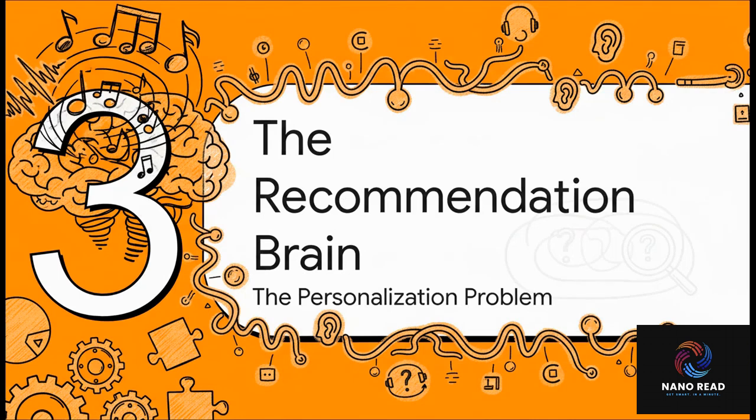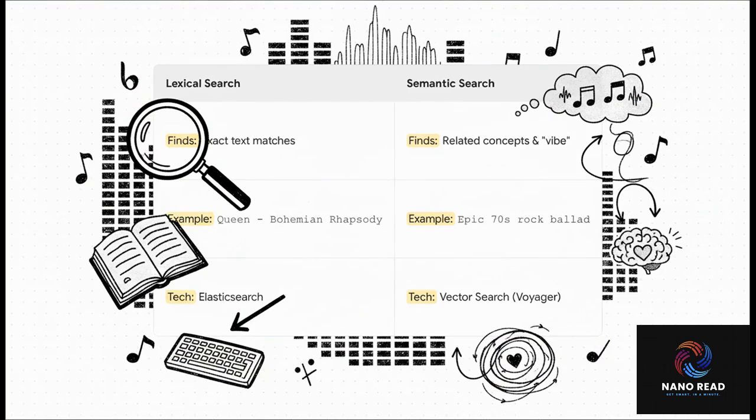Okay, let's get to the fun part, the recommendation brain. We figured out how the app talks to the back end, but now for the real magic. How does Spotify know exactly what you want to listen to next? This is all about solving that huge personalization problem. So Spotify really has two ways of finding music.